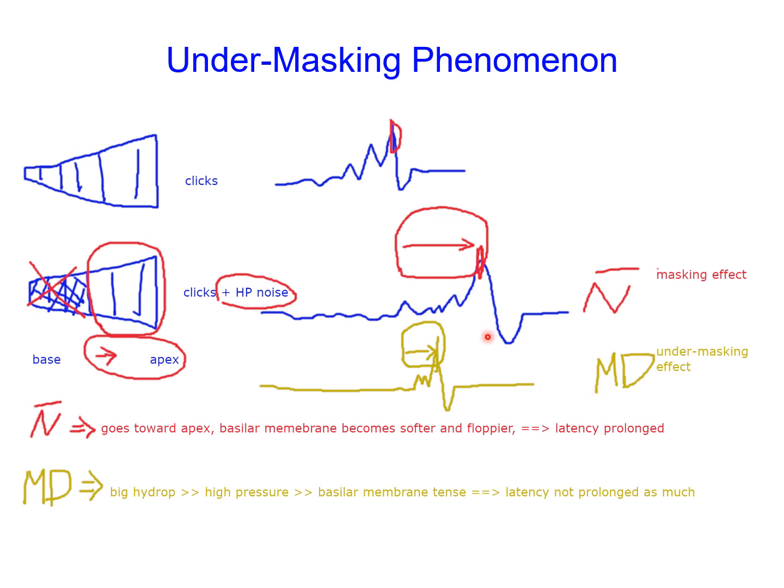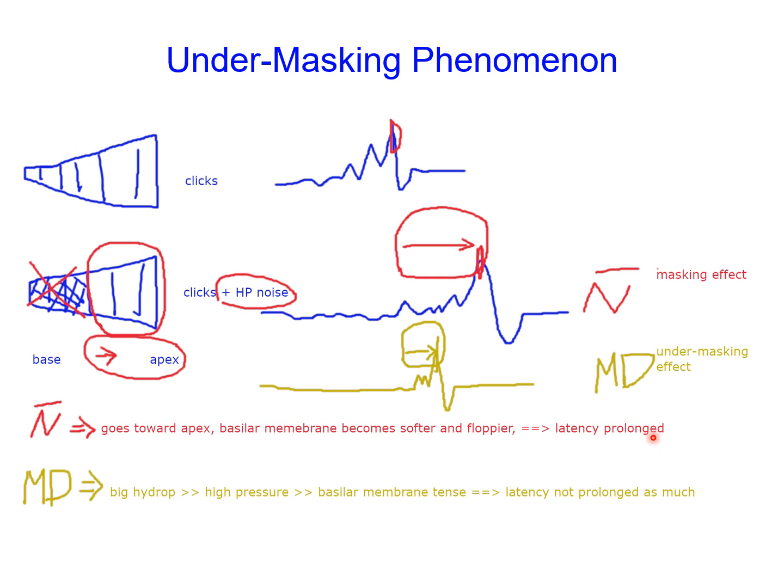I hope this makes sense. So the two lines at the bottom are more like a brief recap. For a normal patient, when we deliver ipsilateral high-pass masking noise, the area in the cochlea that is responsible for the ABR waveform goes more toward the apical end. And in that area, the basilar membrane is softer and floppier. As a result, latencies are prolonged. So this is called the masking effect.